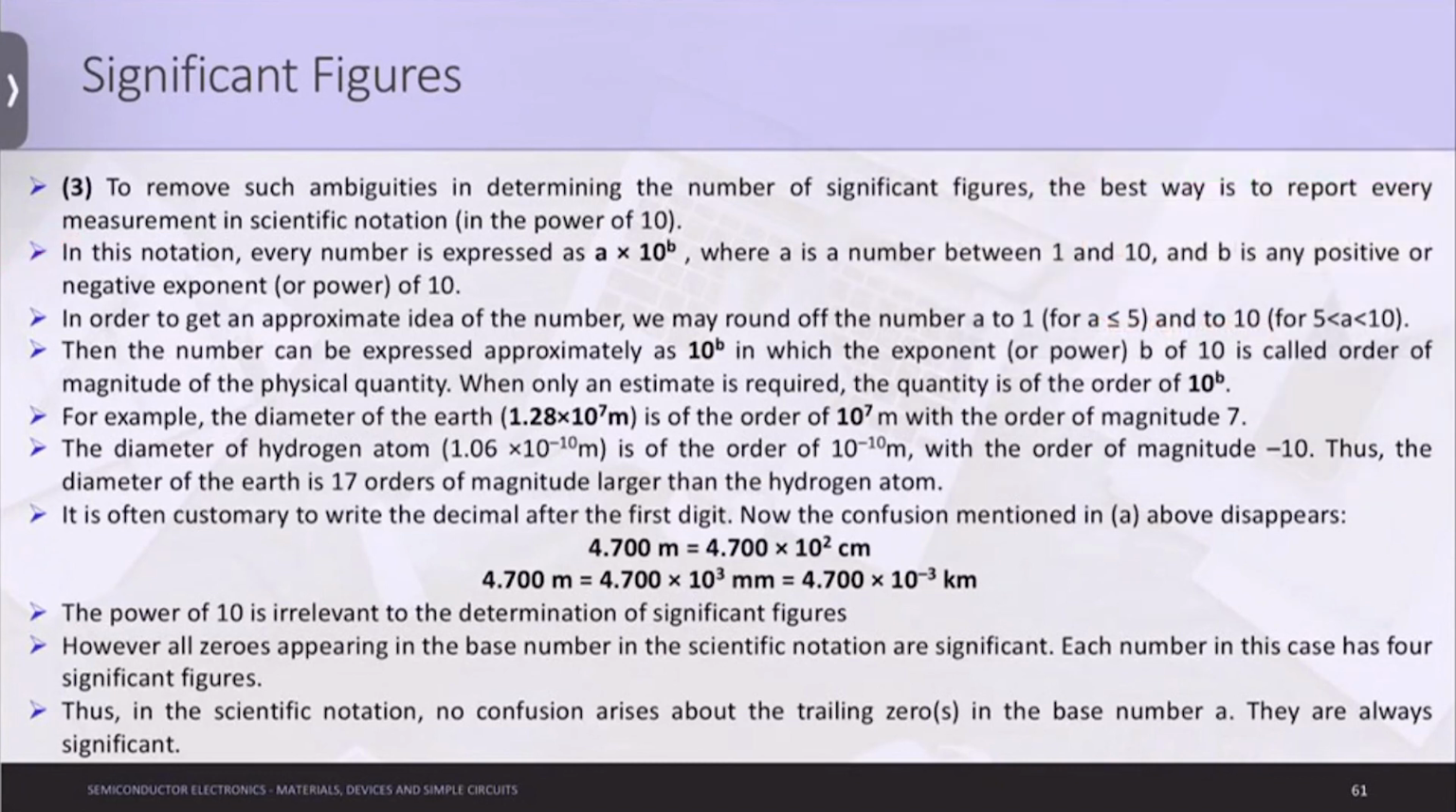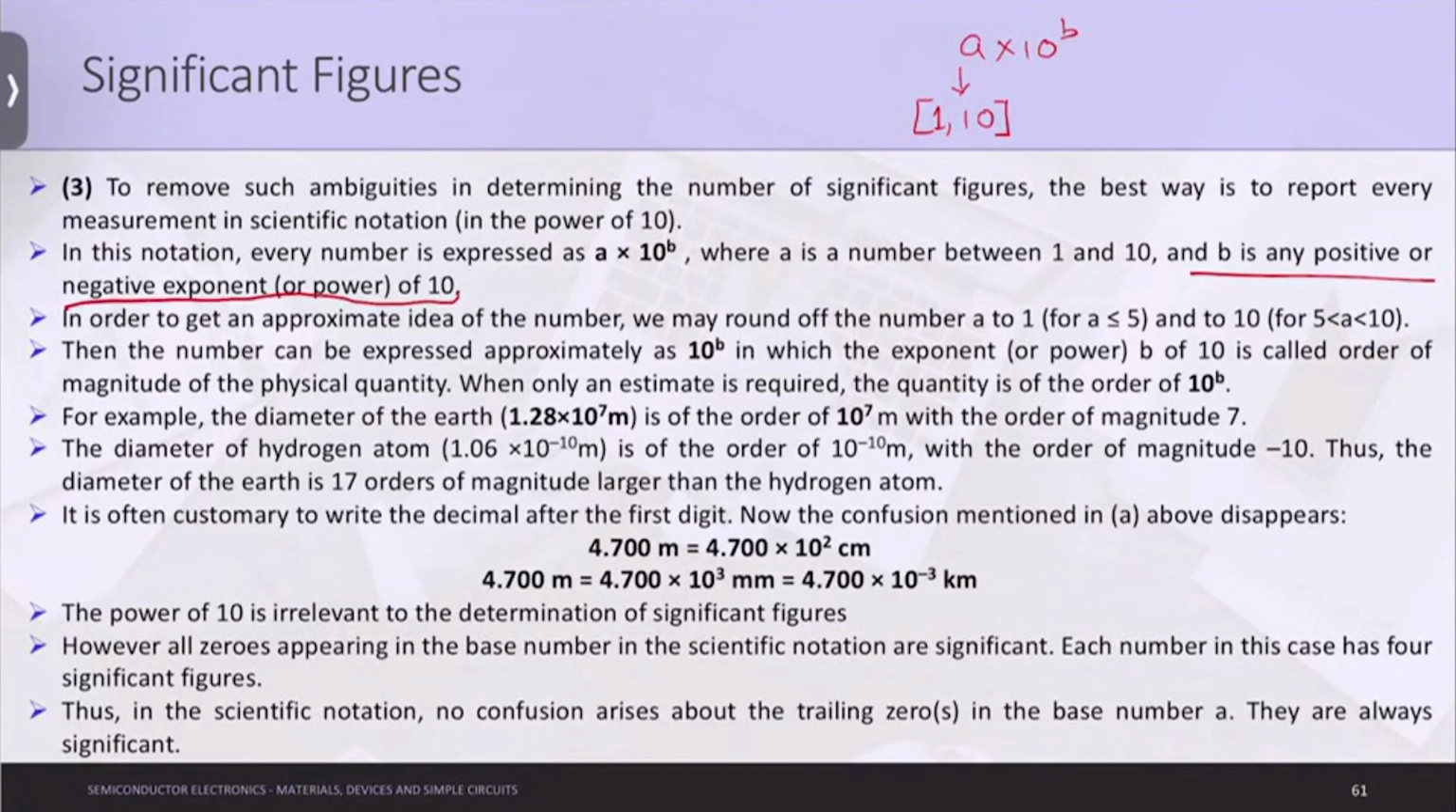So let us first iterate and then I will try to explain using examples. In this notation, every number is expressed as a into 10 to the power b, and a is a number between 1 and 10. So this you should remember: a is always a number between 1 and 10. And b is any positive or negative exponent or power of 10.